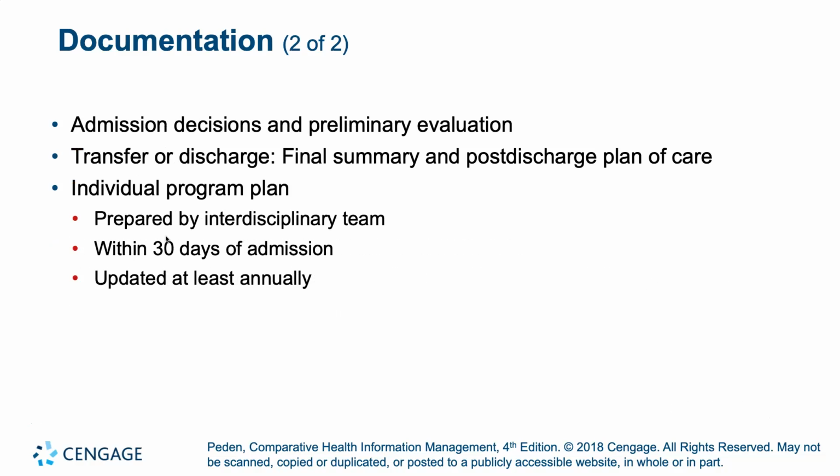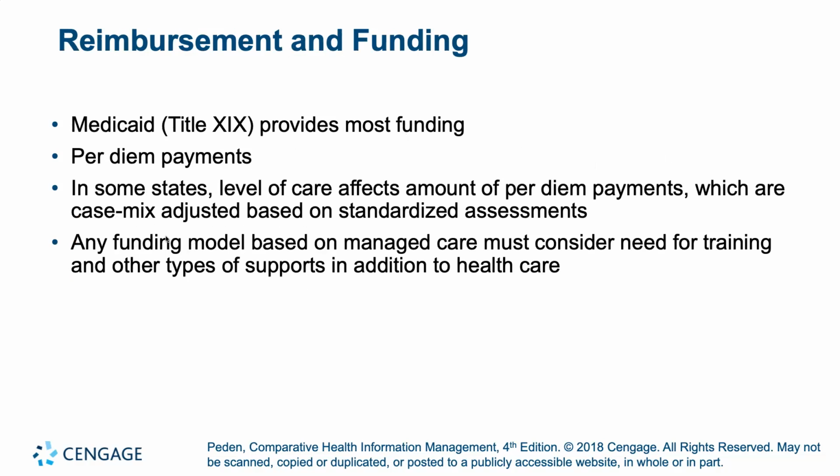There are admission decisions and preliminary evaluation. Of course, you know that admission assessment, and definitely they have to be cleared by a physician. Transfer or discharge, there's a final summary and post-discharge plan of care that would go with the individual. And then the individual's program plan that's prepared by the interdisciplinary team must be done within 30 days of admission and updated at least annually. Again, this is really important for you to know. Hint, hint, hint.